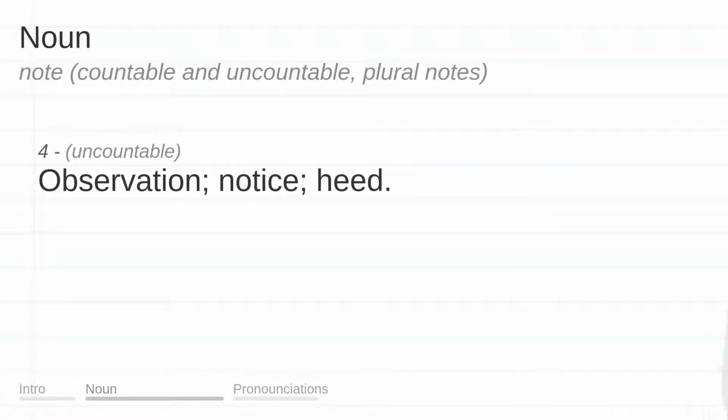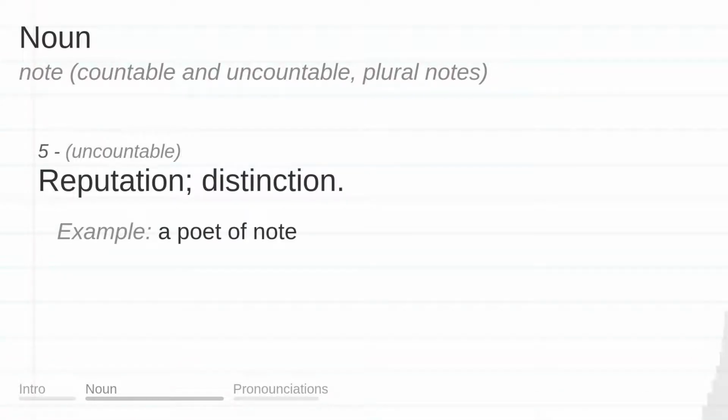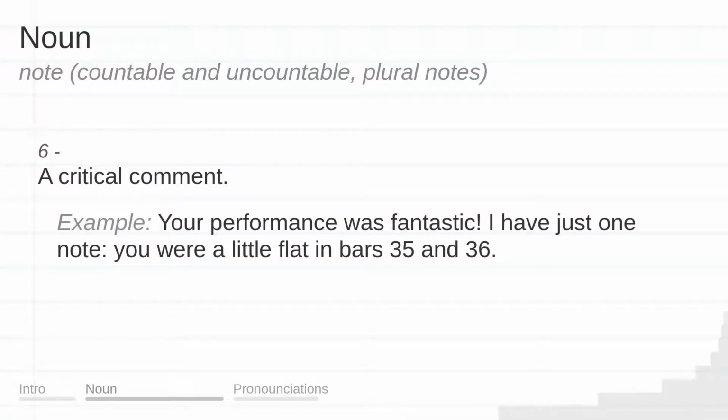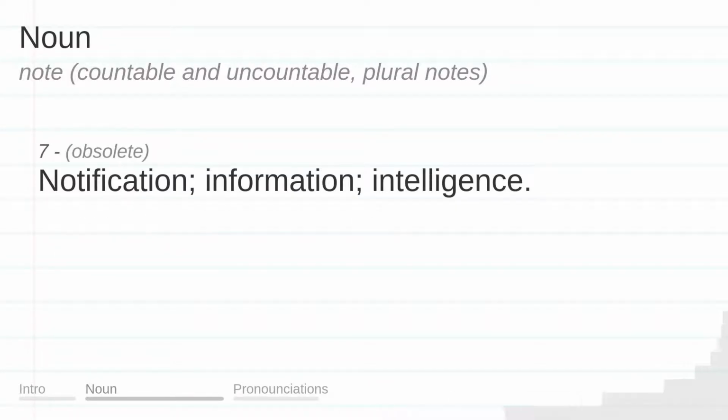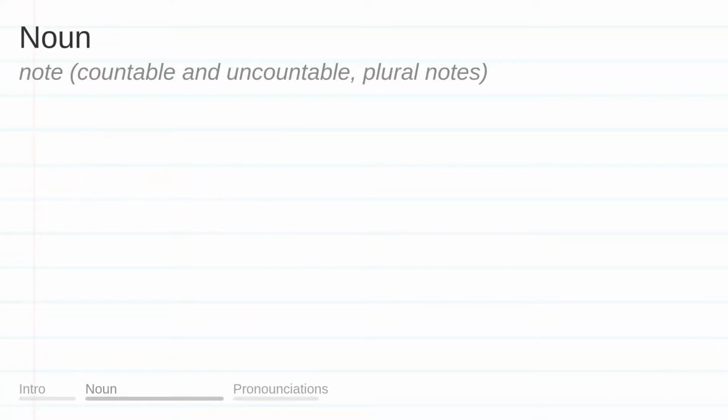Observation. Notice. Heed. Reputation. Distinction. Example: A poet of note. A critical comment. Example: Your performance was fantastic. I have just one note. You are a little flat in bars 35 and 36. Notification. Information. Intelligence. Mark of disgrace.